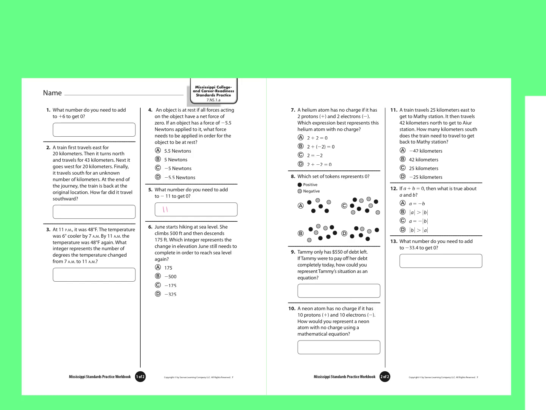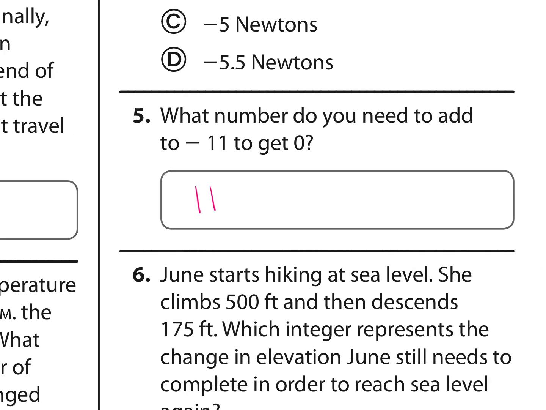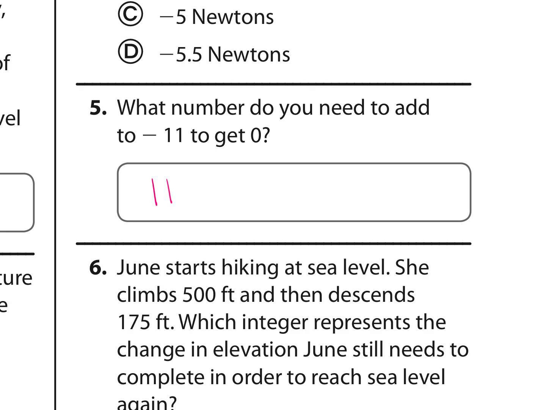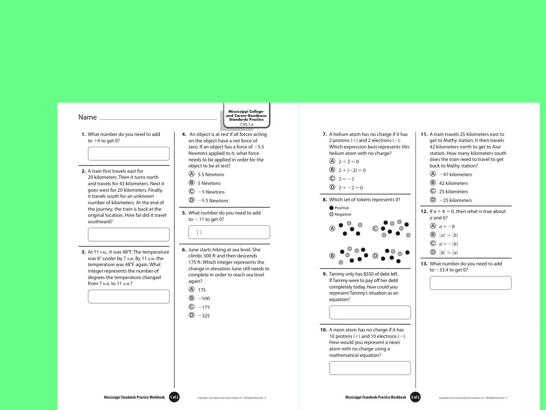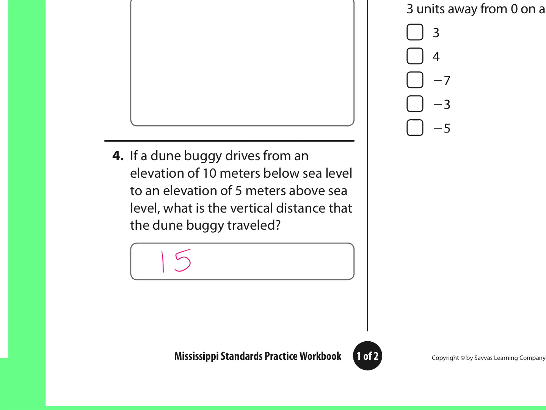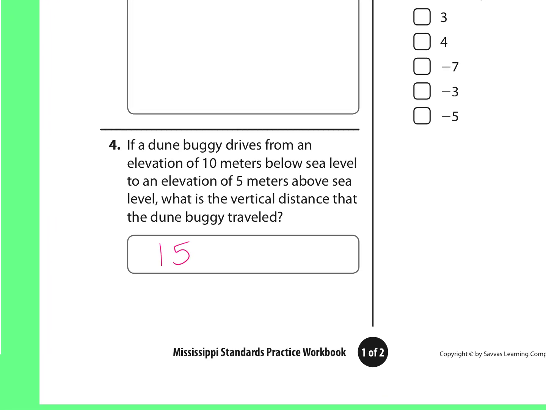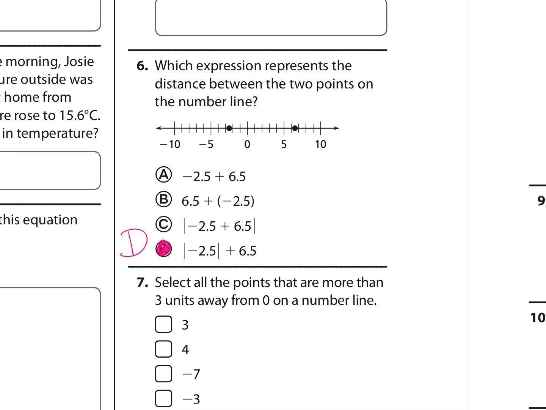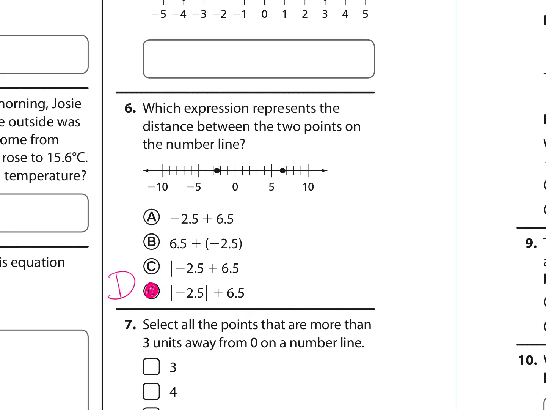Okay, we're going to go over the answers from NS 1 through 3 that you're reviewing for your test tomorrow. On NS 1A, we did number 5, which is 11. Then on NS 1B, we did numbers 4 and 6. 4 was 15, and we probably need to clarify that is 15 meters. And then number 6 is choice D.